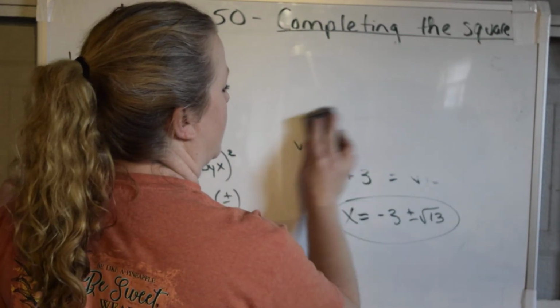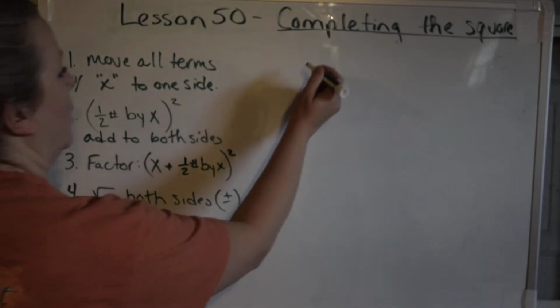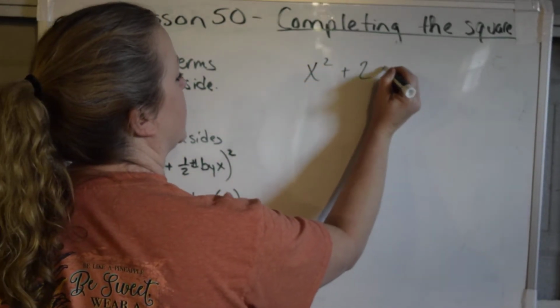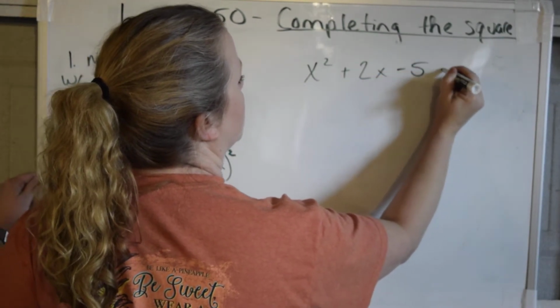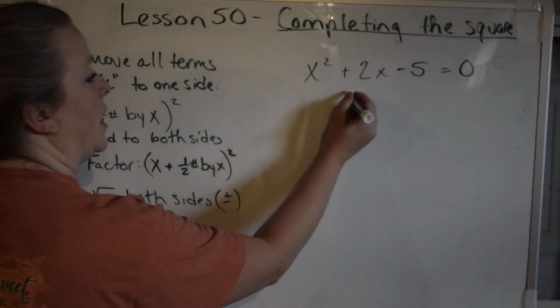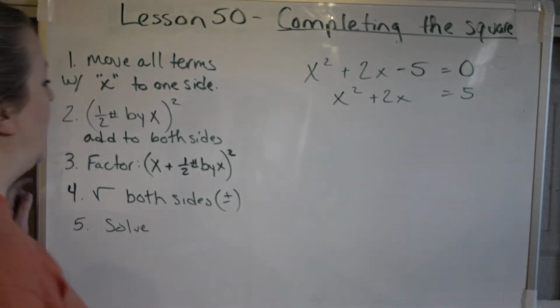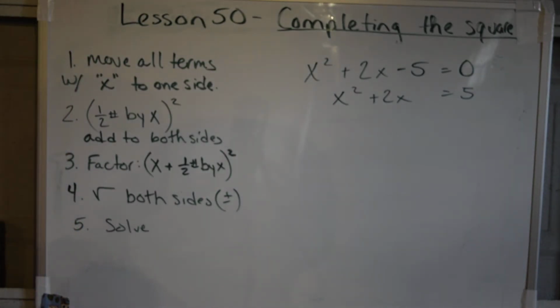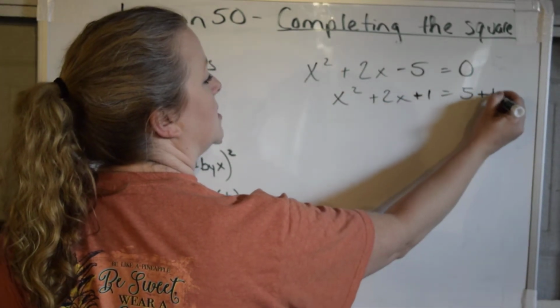Let's look at another example. X squared plus 2x, no, let's do minus 5, is equal to 0. We'll start by moving all terms with an x to one side and move the number to the other side. So it becomes a positive 5. Half of the number beside the x, that's half of 2 is 1, 1 squared is 1. Add it to both sides.